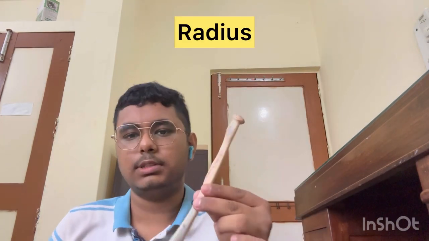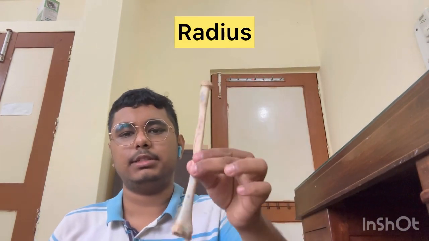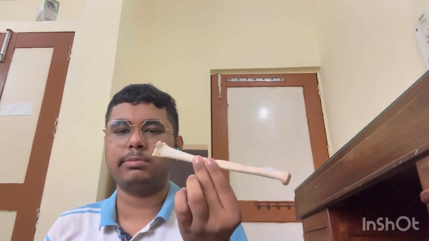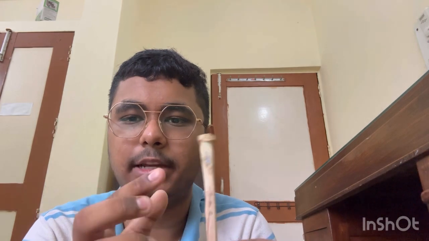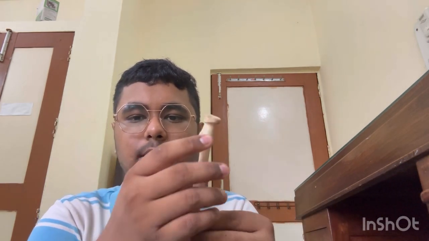So let's start with the radius. The radius consists of three parts. It is a long bone. As you know, it consists of the upper end, which is disc-like, a constricted neck, then the shaft, and then the lower end.